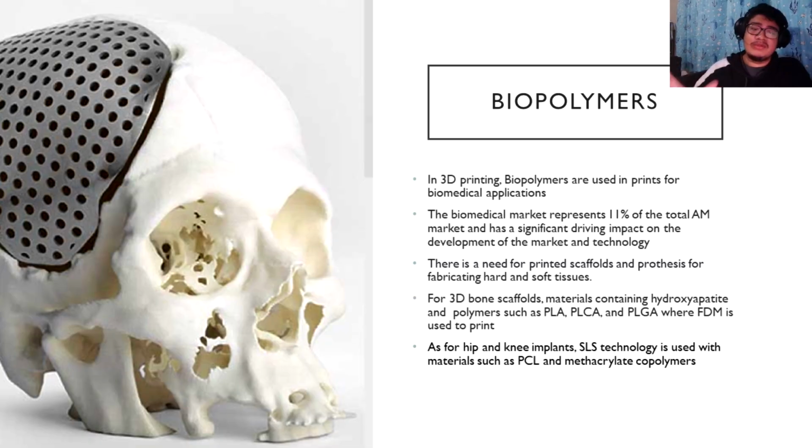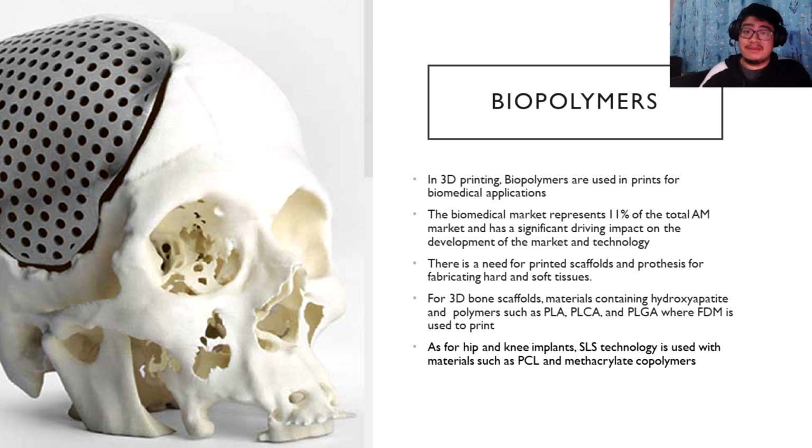Another type of polymer used in 3D printing are biopolymers. Biopolymers are considered important and are used in biomedical applications. The biomedical market represents 11% of the total 3D printing market and provides a significant driving impact on the development of the market and the technology. There's a need for printed scaffolds and prostheses for fabricating hard and soft tissues.